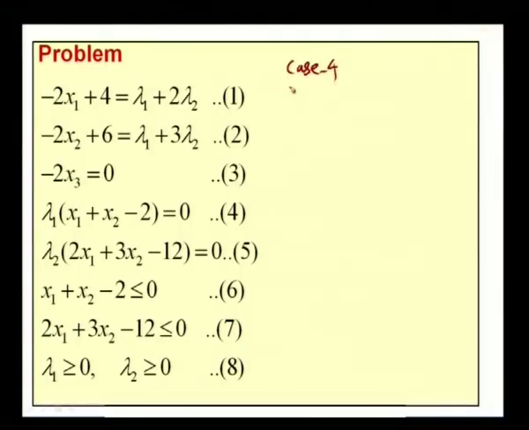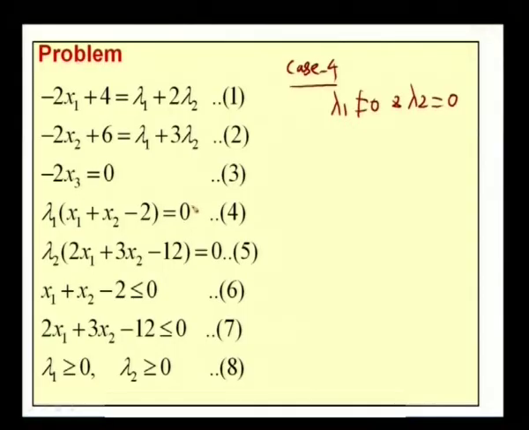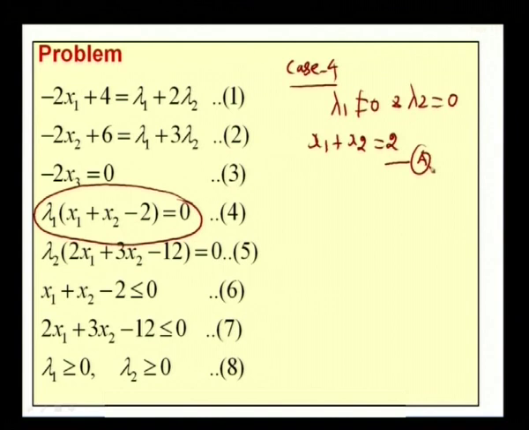Now, we will consider our final case wherein lambda 1 is non-zero and lambda 2 equal to 0. Since lambda 1 is non-zero, from equation 4 we have x 1 plus x 2 minus 2 should be 0. Therefore, since lambda 1 is non-zero, from equation 4 we have x 1 plus x 2 equal to 2. We name it as equation A. Now, lambda 2 equal to 0 is given.